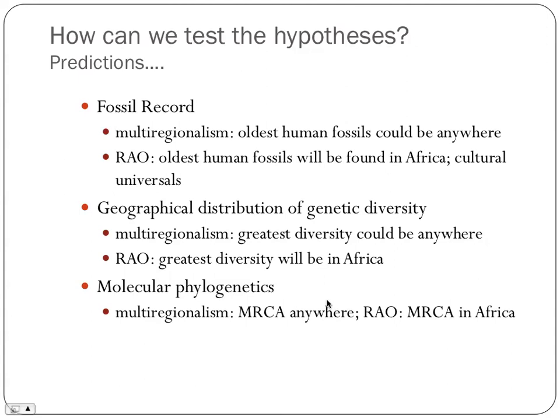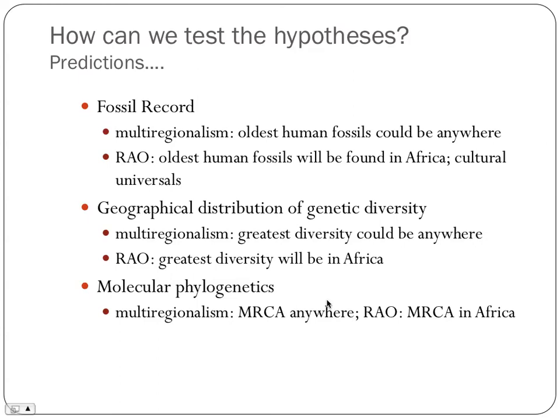If we look at the geographical distribution of genetic diversity, so where are humans most genetically diverse? The assumption is that they will be most genetically diverse in the place where they originated, because they've been there longest and they've been diverging there longest. And if they move to other places, there will inevitably be a kind of population bottleneck which will remove some of the variation as they move there. So if we look at multi-regionalism, the greatest diversity could be anywhere. Could be in Asia, could be in Europe, could be in Africa. But the recent African origin says, no, Africa is where we expect to see that diversity.